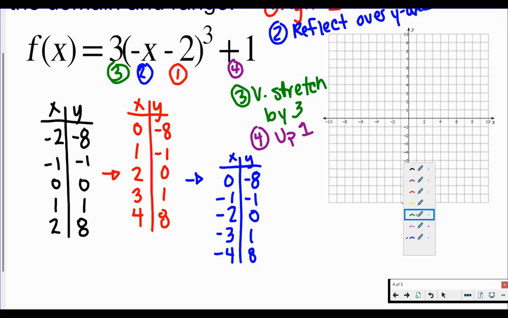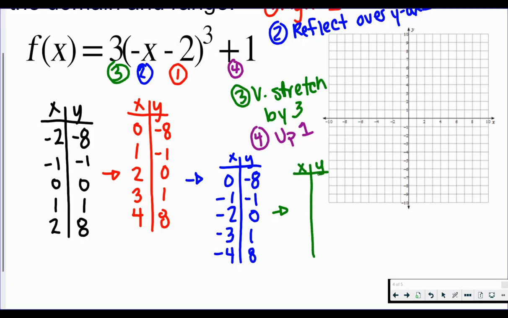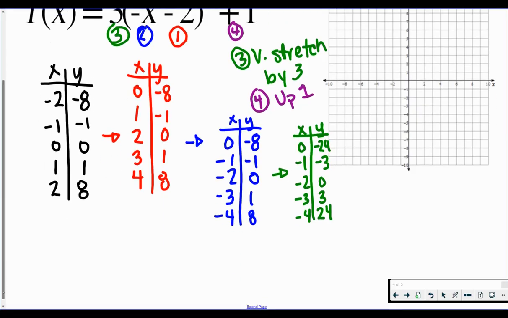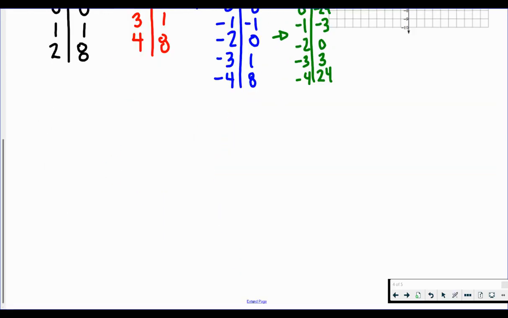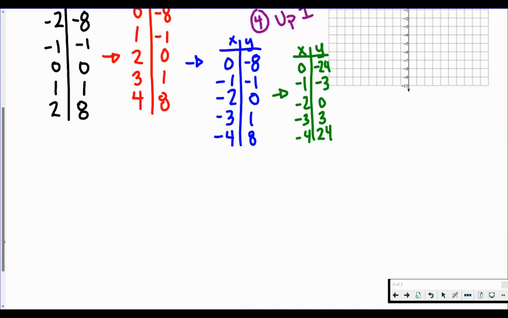Next, we do our vertical stretch by 3, which requires us to multiply all of our y values by 3. So now our x values are going to stay the same. Now we're going to change our y values. And last, we go up 1, which means that we are going to add 1 to all of our y values.